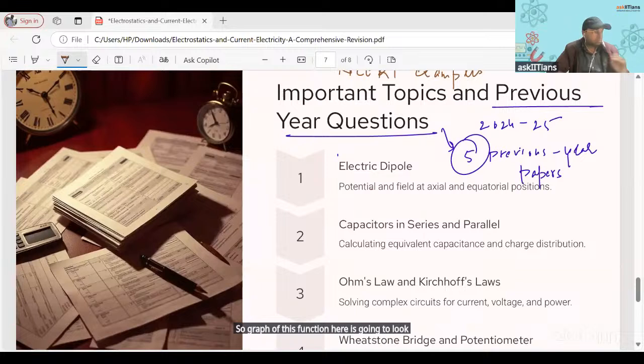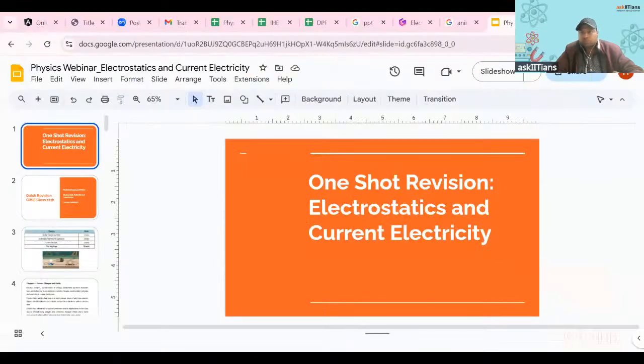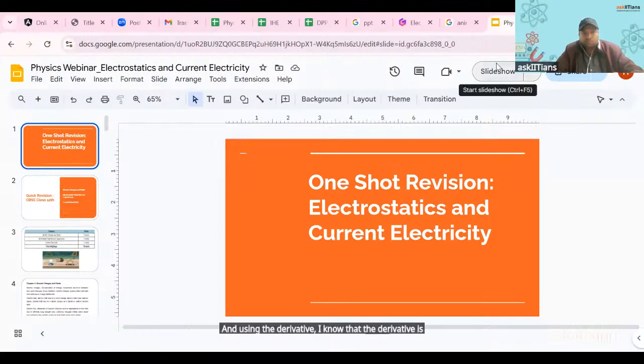So basically when we do curve tracing, what we do is we first find the asymptotes, the horizontal. First we find the derivative. We check if the function is going to be increasing or decreasing, that is, the function will be like this or like this. Then we check the asymptote. So I know that the asymptotes are going to be x equals 1 and x equals -1. And using the derivative, I know that the derivative is going to be 1 upon (x plus 1) whole square or 1 upon (x minus 1) whole square.